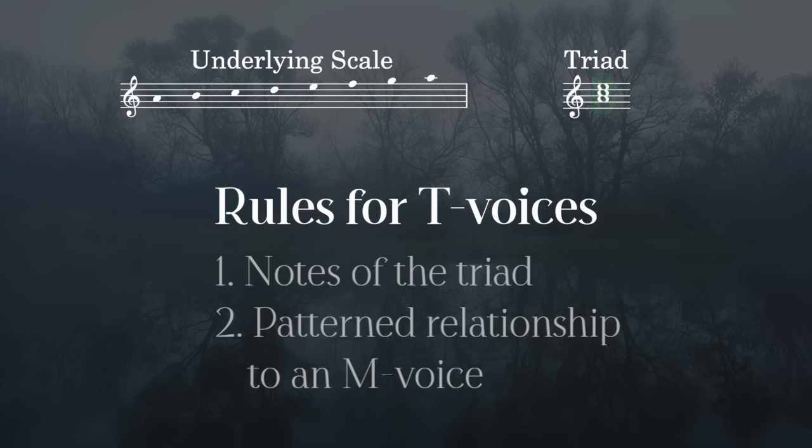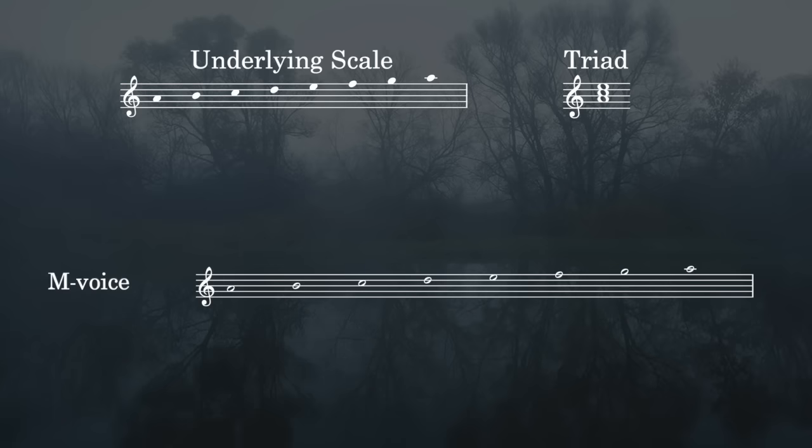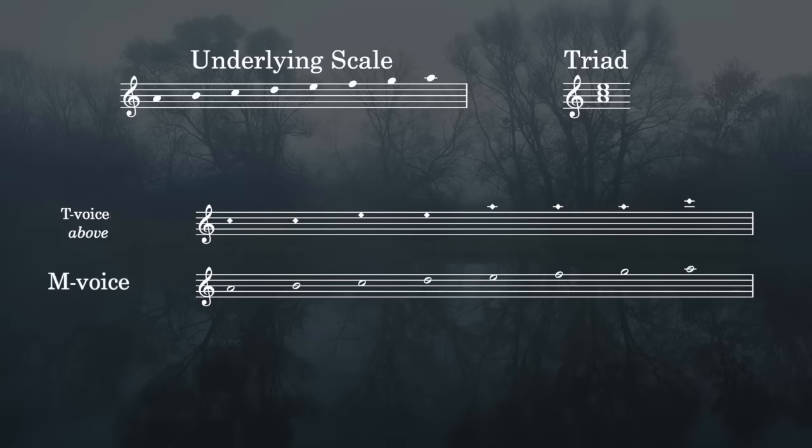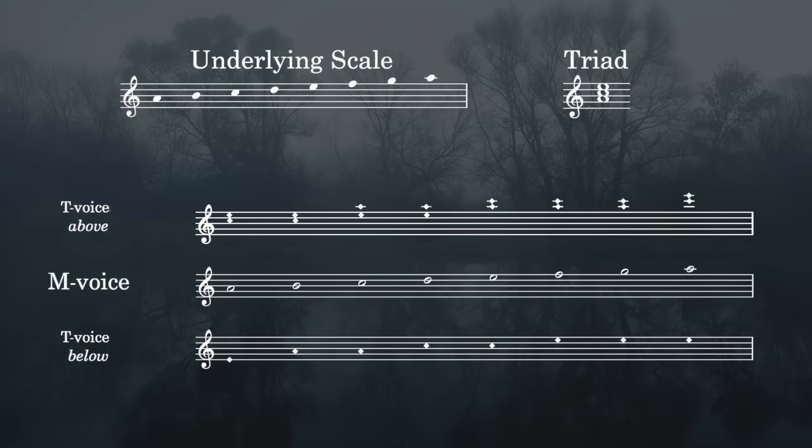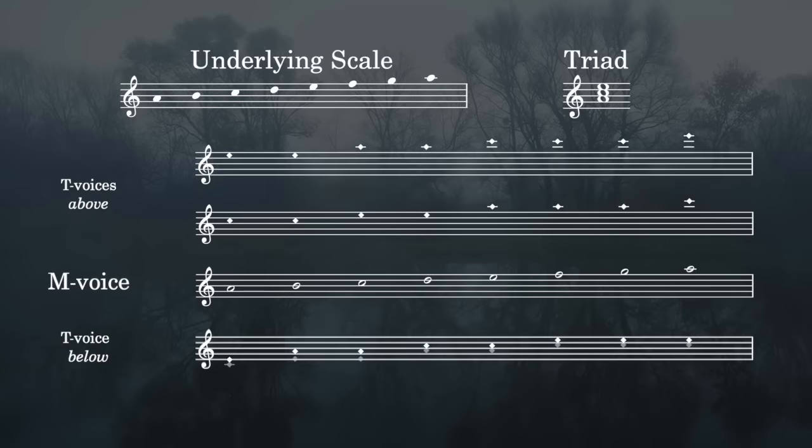Let's have a look at four possible relationships or positions that a T voice might occupy in relation to our M voice. The T voice can be the first available note of the triad above the M voice. It can be the first available note below the M voice. It can be the second available note above, or it can be the second available note below.